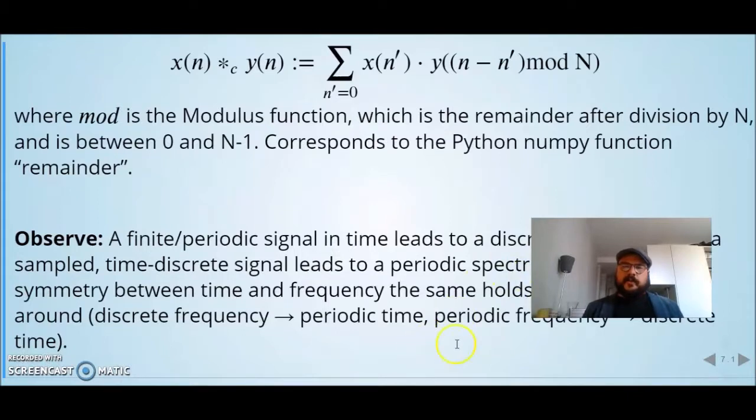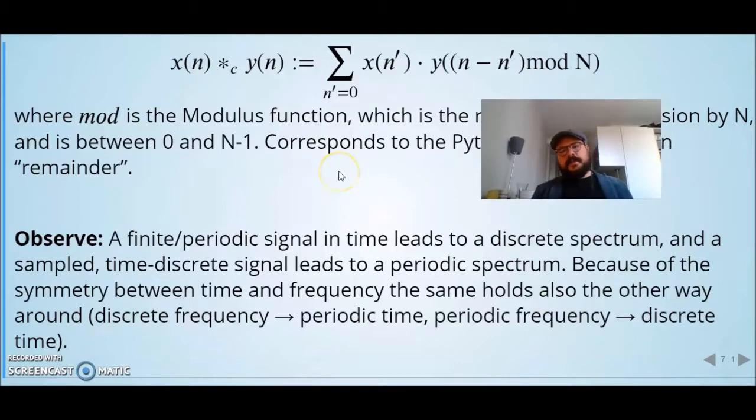One of the most important properties in these transforms is to remember that a periodic signal in time leads to discrete frequency, and discrete signal in time leads to periodic spectrum. And we also have this symmetry between time and frequency, so it also holds that discrete frequency will lead to periodic time, and periodic frequency will lead to discrete time.